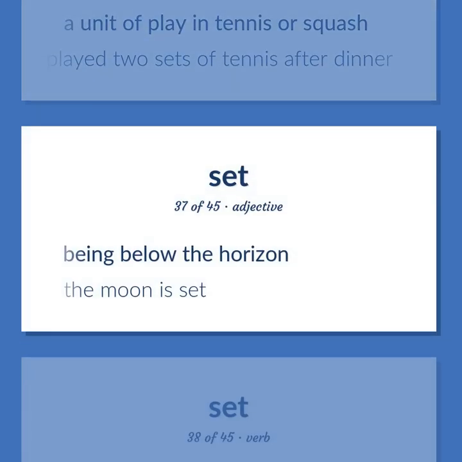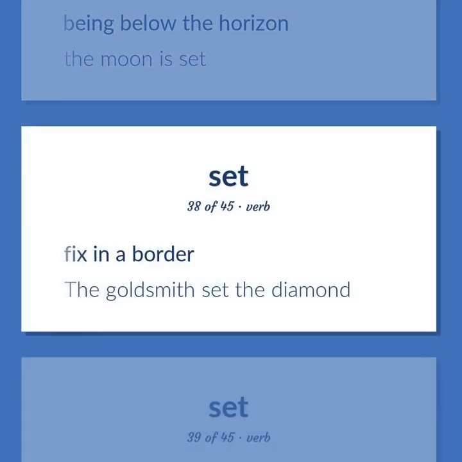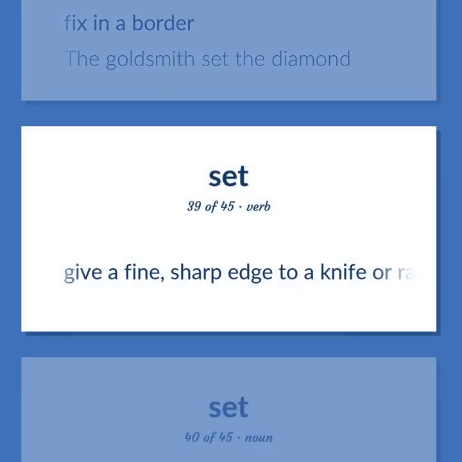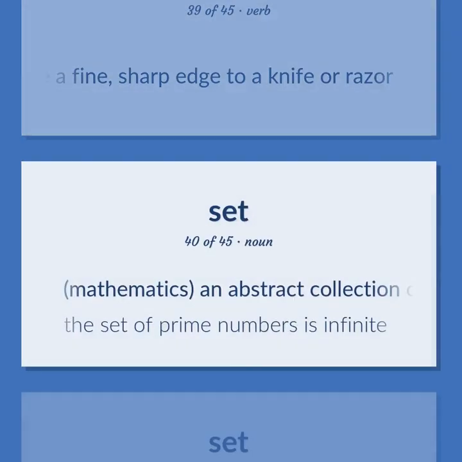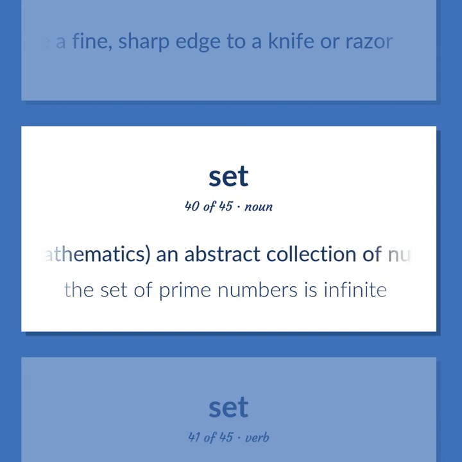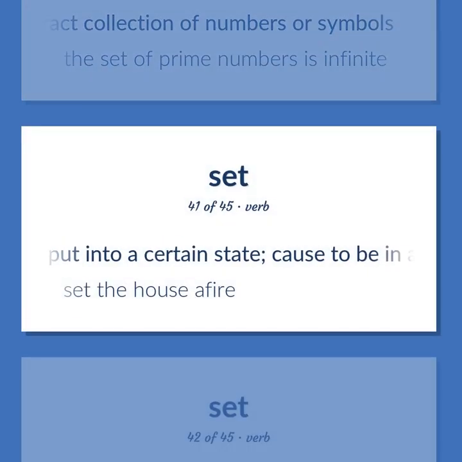Being below the horizon. The moon is set. Fix in a border. The goldsmith set the diamond. Give a fine, sharp edge to a knife or razor. Mathematics: an abstract collection of numbers or symbols. The set of prime numbers is infinite. Put into a certain state, cause to be in a certain state. Set the house afire.